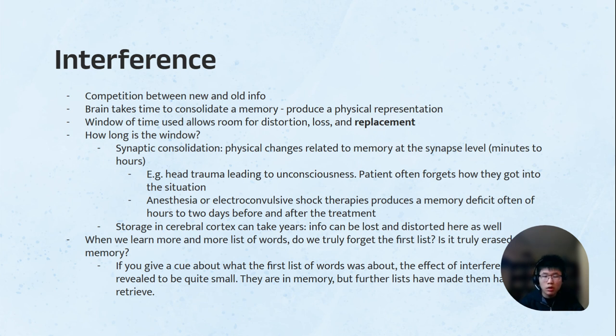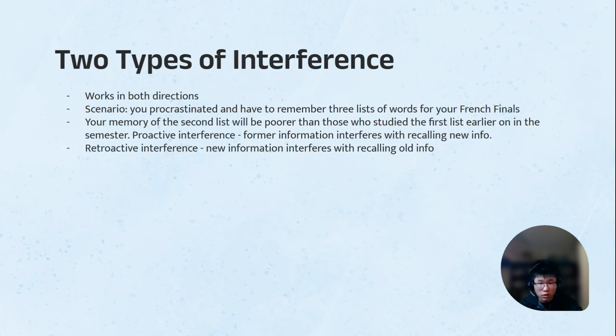Now, when we learn more and more lists of words, do we truly forget the first list? Is it truly erased from our memory? Well, no. If you give a cue about what the first list of words was about, the effect of interference is revealed to be quite small, which also demonstrates that the information is still there in your memory. It's just harder to retrieve.